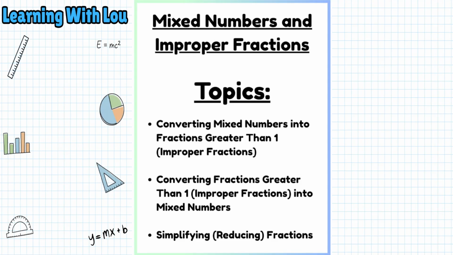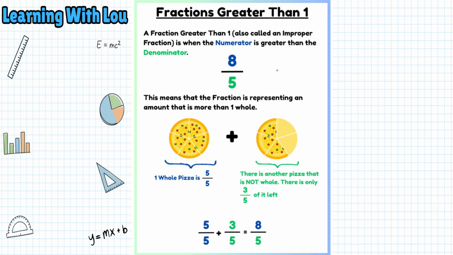Today we're going to talk about converting fractions greater than 1 into mixed numbers, or as some people call it, improper fractions turning into mixed numbers. So whenever you look at a fraction and you see that the numerator is greater than the denominator, in this example you have 8/5, 8 is greater than 5, that's called a fraction greater than 1 or an improper fraction. All this means is that this fraction represents a number that's greater than 1 whole.